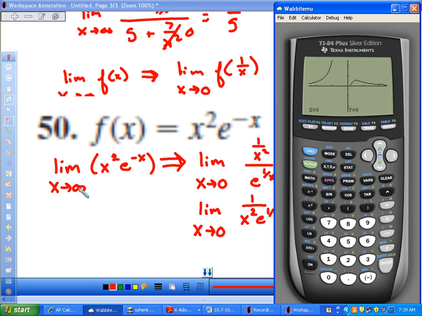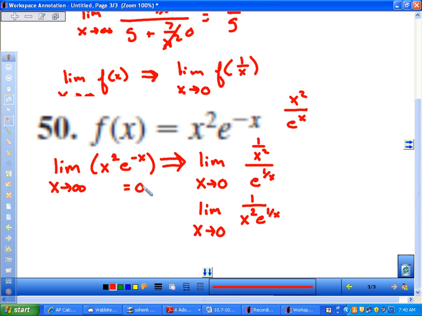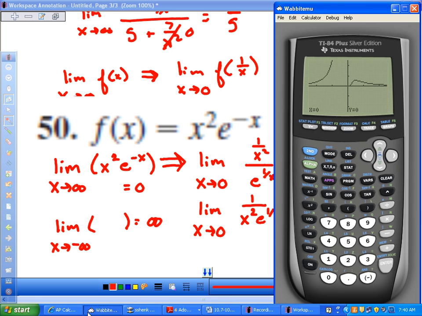So the limit then as x goes to positive infinity, looking at from the 0 side, or the right-hand side, this limit would be equal to 0. The limit as x goes to negative infinity of that function there would be equal to infinity. Okay. So as we go out to positive infinity, we're looking at the right side of 0. As we go off to negative infinity, we're looking at the left side of 0. So those would be our asymptotes there.